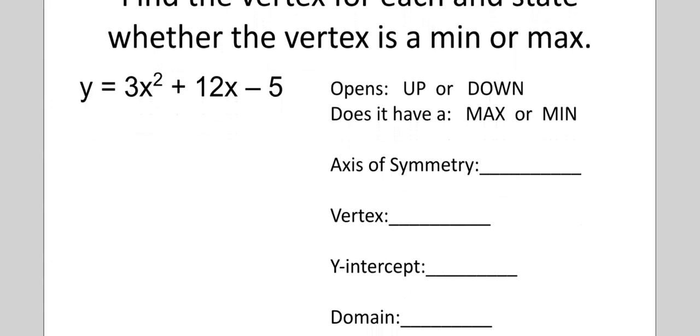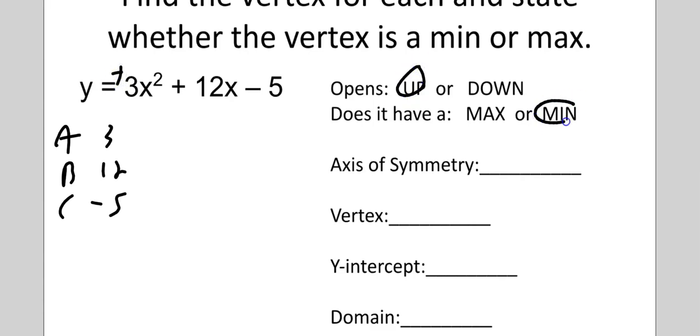All right, so the first step is always identify your a, b, and c. So we have 3, 12, -5. We don't need the c right now, but again, it's a good habit to practice. Since this is a positive 3, it opens up, and it has a minimum, like so. The axis of symmetry is going to be x equals some number, and it's going to be the x value of the vertex.